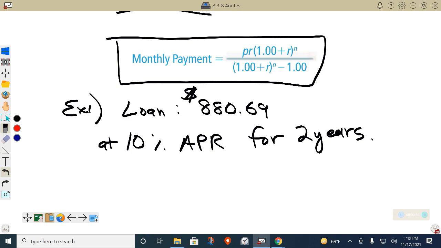We're only going to do 2 examples, then we're going to go outside for the scavenger hunt, so pay attention, because I don't want you to be all lost when we get outside. $880.69 at 10% APR for 2 years. All right, here we go.